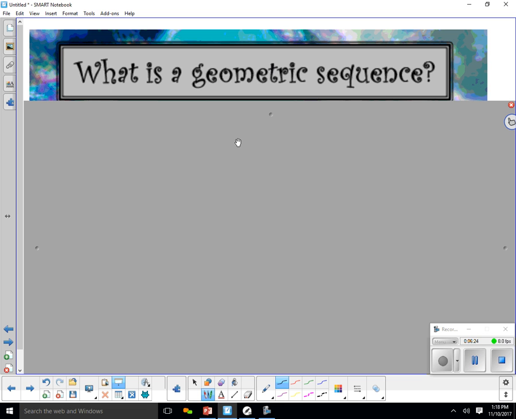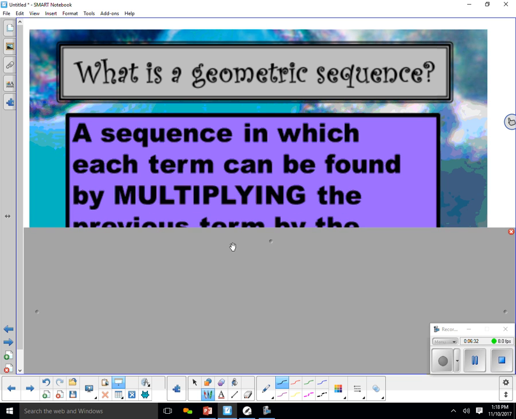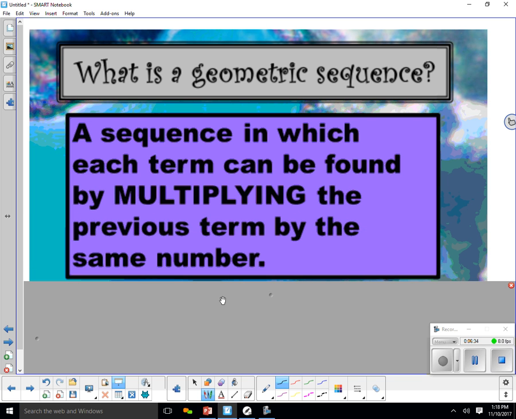Okay, the next sequence we're going to talk about is a geometric sequence. Geometric. A geometric sequence is a sequence in which each term can be found by multiplying the previous term by the same number. So geometric is multiplying.